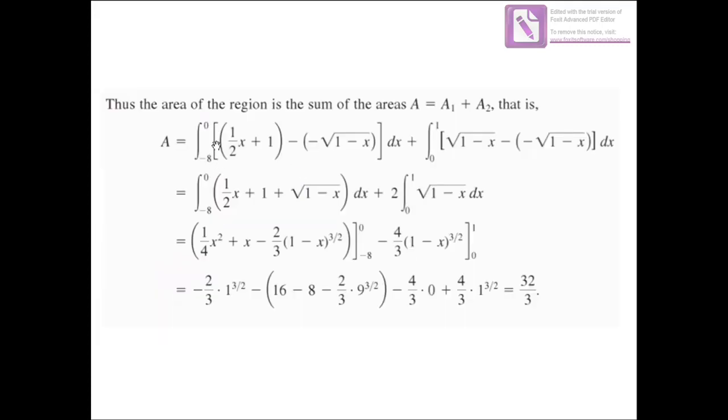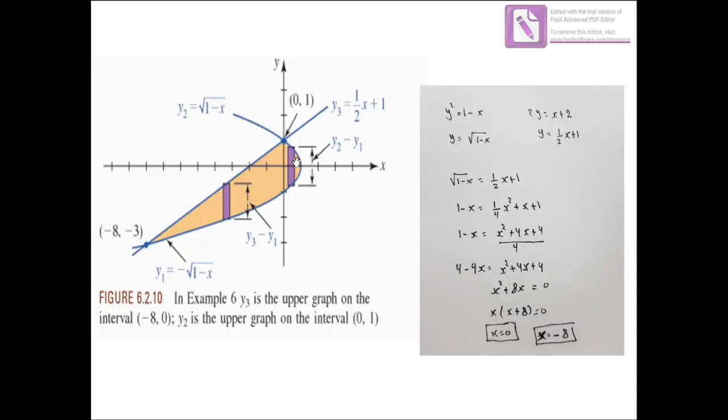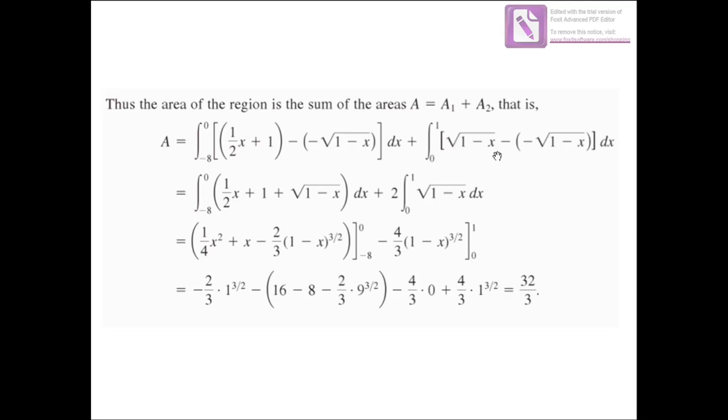So from minus 8 to 0, we'll take half x plus 1 minus root 1 minus x, because this one is the upper, this one is the lower. For the interval from 0 to 1, we will take the upper one, root 1 minus x, and the lower one, which is minus root 1 minus x. So it will be root 1 minus x minus minus root 1 minus x. We evaluate the integral from 0 to 1. Now half x plus 1, and this will give us plus root 1 minus x. Here we have root 1 minus x plus root 1 minus x, so this will be 2 times the integral of root 1 minus x.